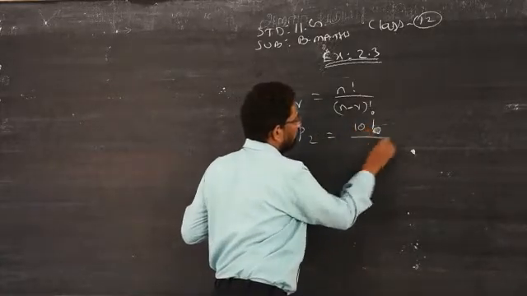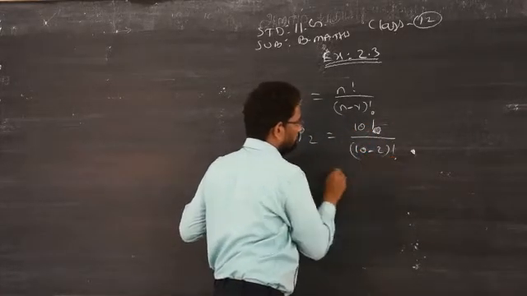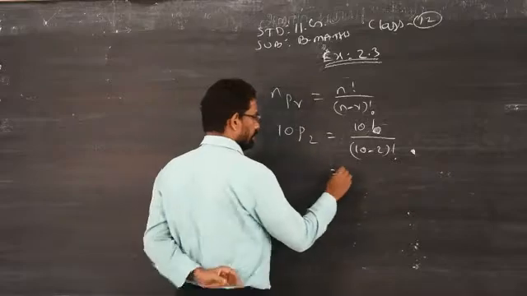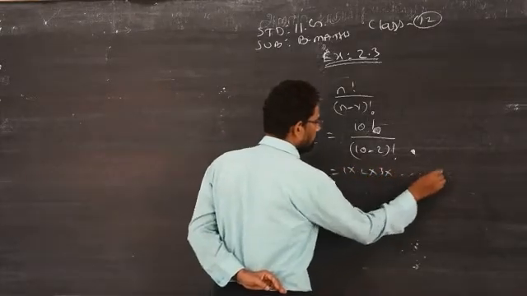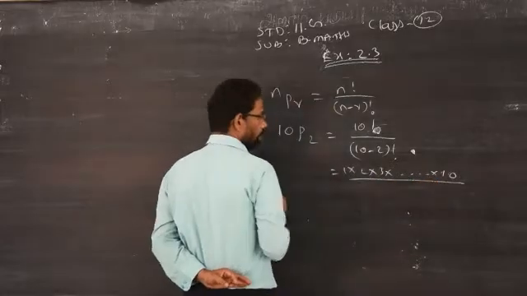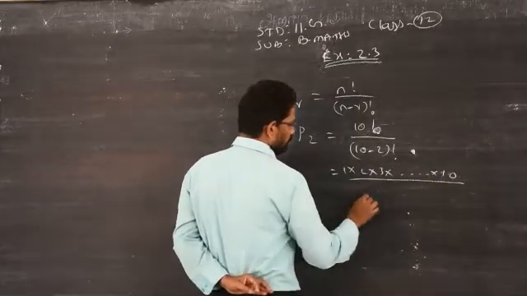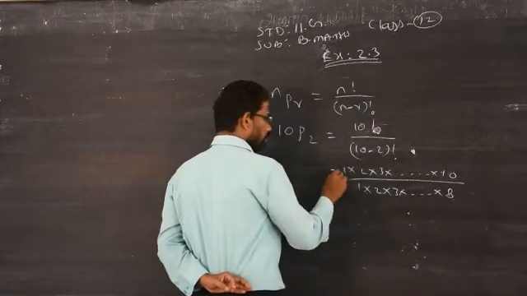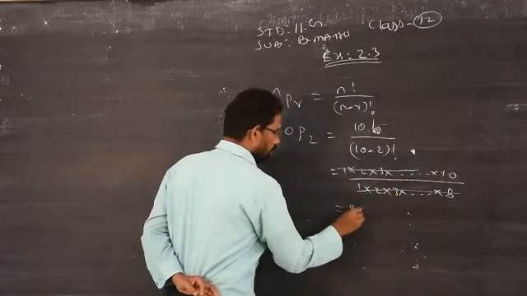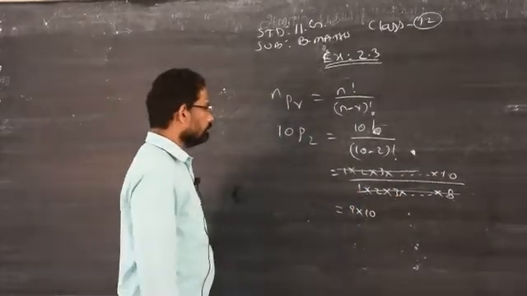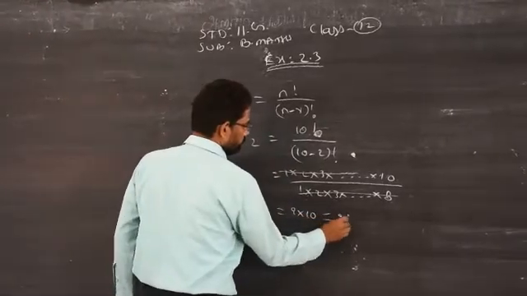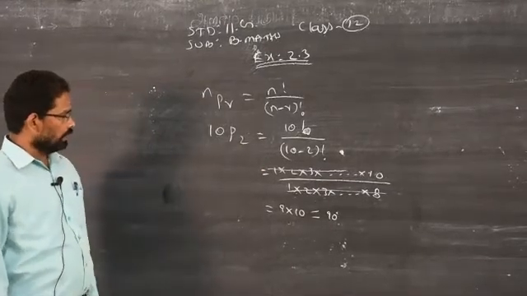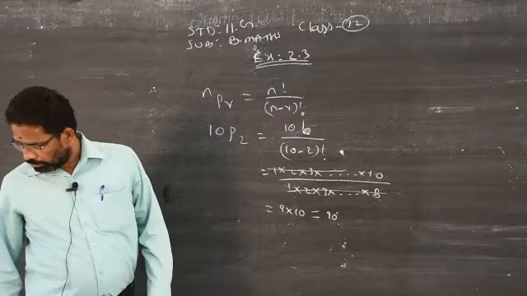So 10 factorial by 10 minus 2 factorial. What is 10 factorial? You know how to express 10 factorial, either in descending or ascending order, 1 into 2 into 3 up to 10. Then over 10 minus 2 is 8 factorial. As usual you write up to 8. From 1 to 8 it will be eliminated. What is the remainder? 9 into 10. So the answer is 90. So by using the formula we get 9 into 10, that is 90. This is the formula to find permutations.